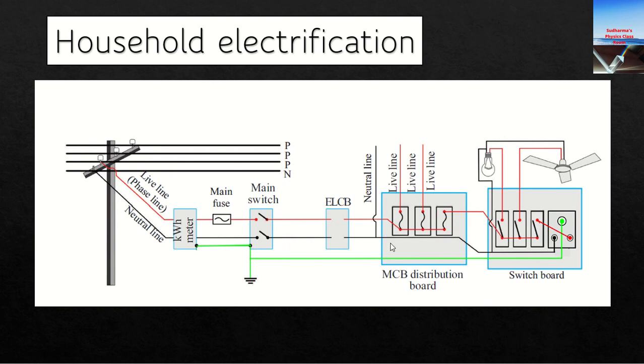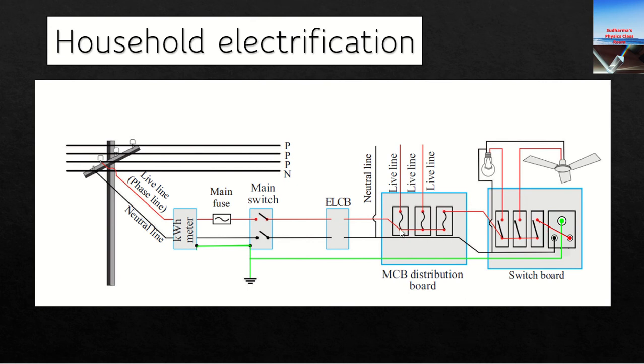Then after that, it goes to the main distribution board. What is a distribution board? Inside our house, mostly in our living room, we can see a box which contains a lot of switches, right? So those switches, they are the MCBs. MCBs are miniature circuit breakers. So all these are protective measures for our appliances.